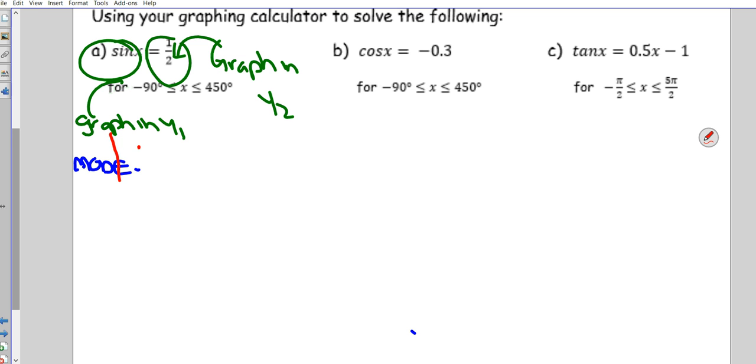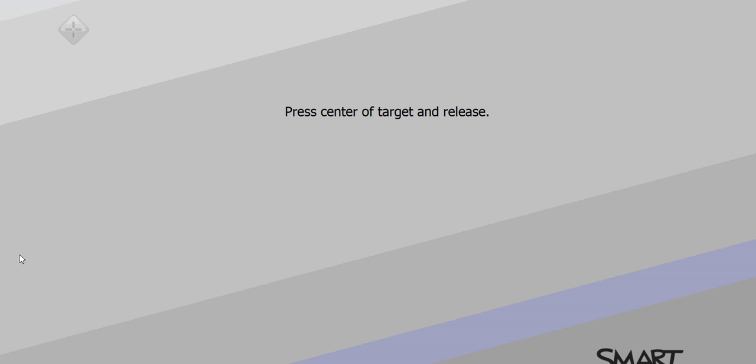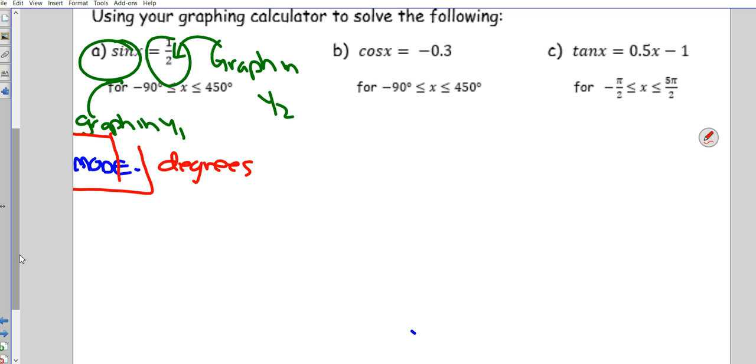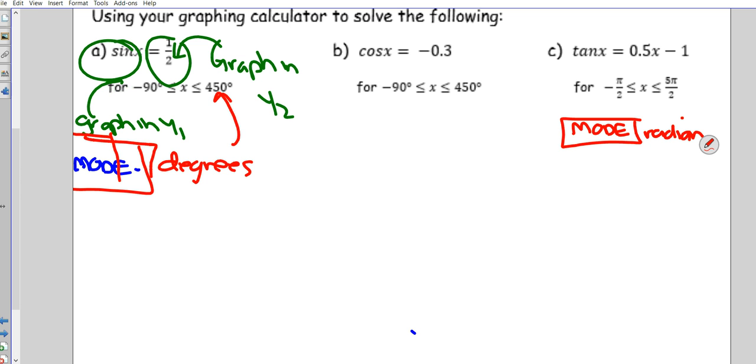Make sure your mode is in degrees, because of the nature of the domain. The domain was written in terms of degrees, whereas for the last one, your mode has to be in radians. For this one, just be aware the mode would have to be in radians for that last one, whereas for these two, it's in degrees. That's meant to be a calculator button.